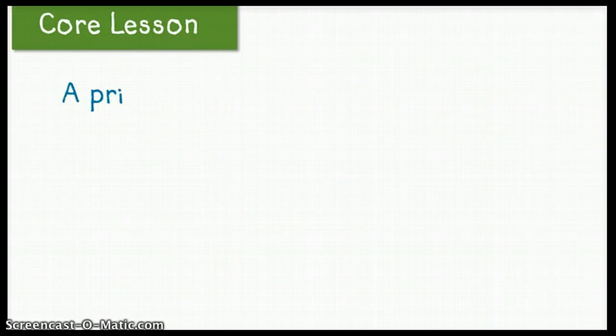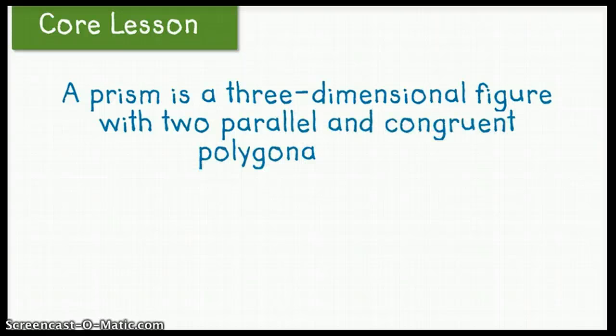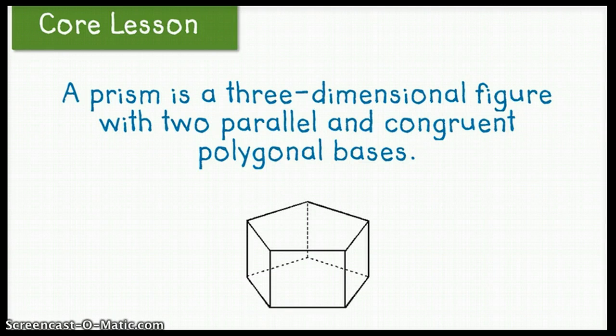Next, we want to talk about what a prism is. A prism is a special three-dimensional figure. It always has 2 parallel, congruent, polygonal bases. This is an example of a prism, and we would call this a pentagonal prism. The reason we call it a pentagonal prism is because it has a pentagon base on top and a pentagon base on bottom. The 2 pentagons are parallel and congruent, and as you probably know, a pentagon is an example of a polygon. So this pentagonal prism has parallel, congruent, polygonal bases.